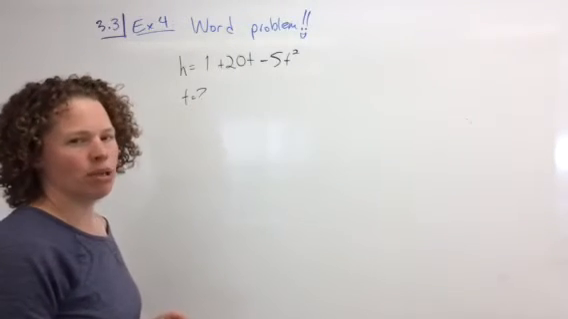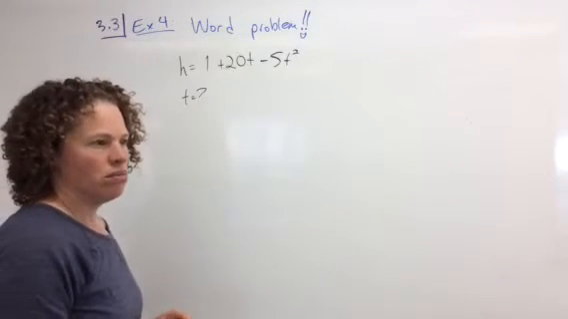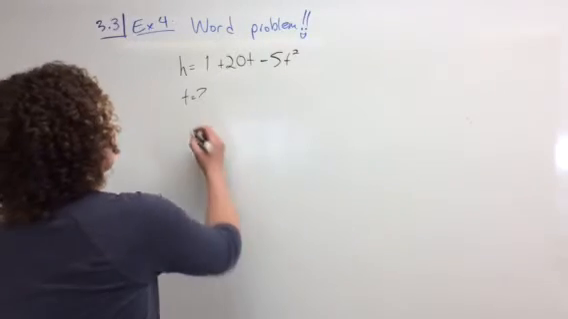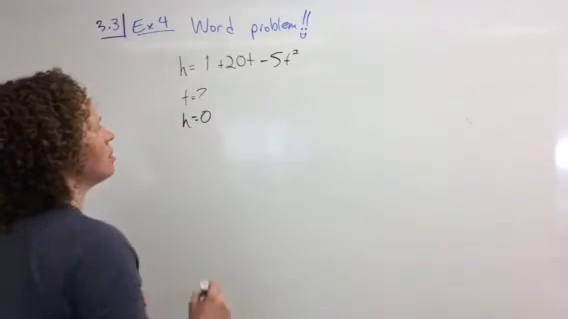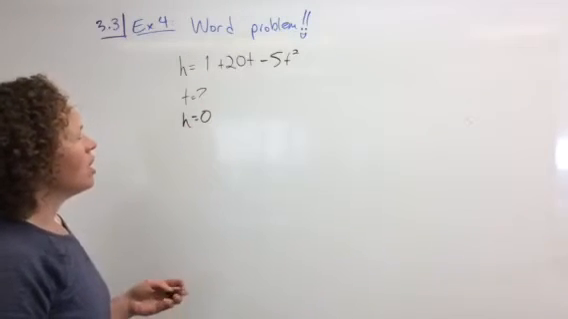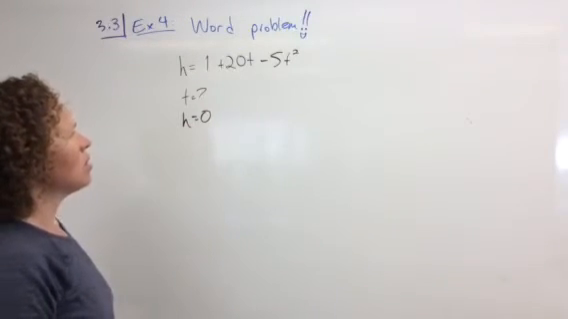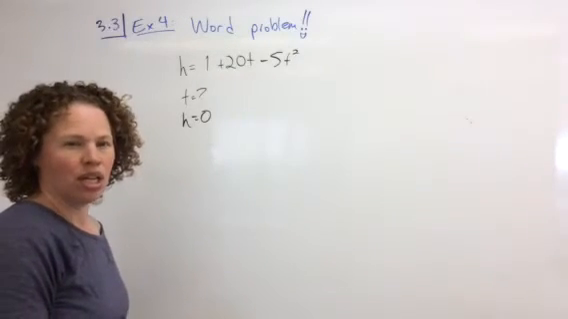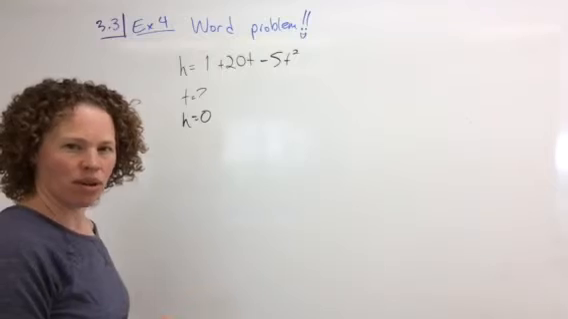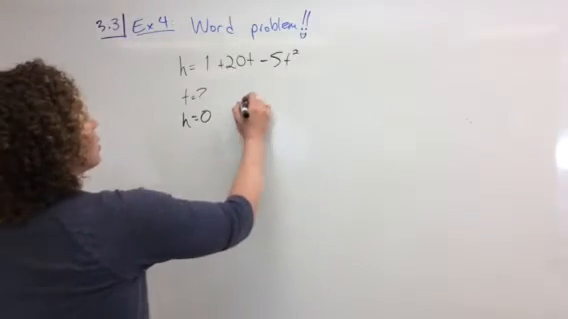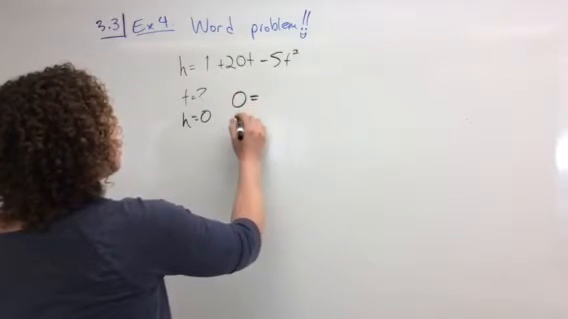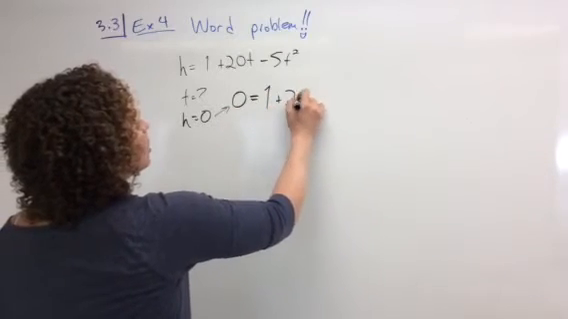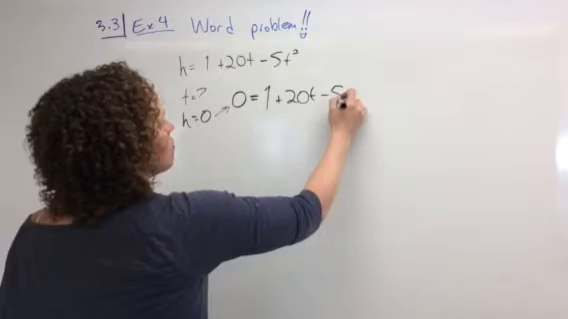So what's the hidden information there? Well, when it hits the ground, what's its height? 0. So we know that height is equal to 0. So basically what they're doing is asking us to set that equation equal to 0 and solve for the variable, which is exactly what we've been doing. It's just kind of disguised in a question. So we're going to go 0, that's the height, equals 1 plus 20t minus 5t squared.